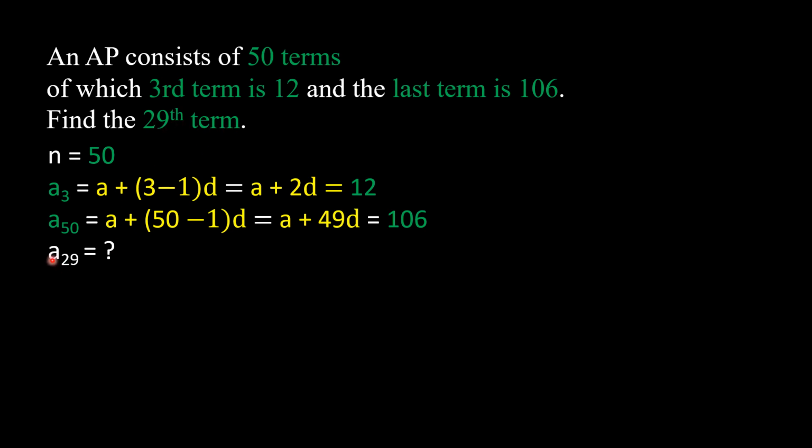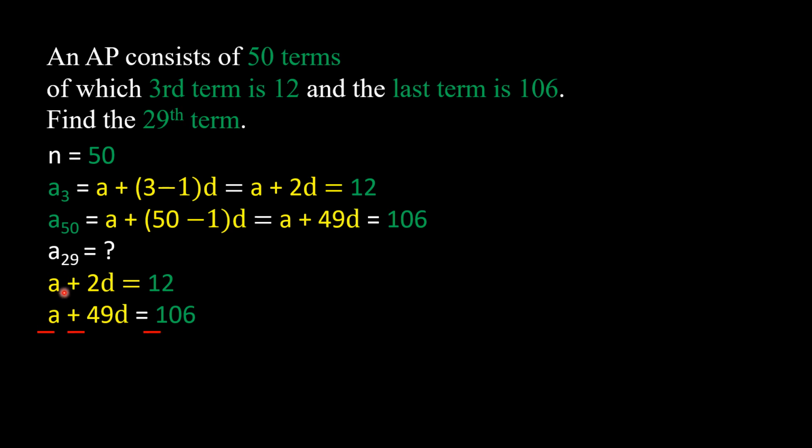So we will solve these two equations. First write A plus 2D equals 12 and A plus 49D equals 106. Now we will subtract the second equation from the first equation. So we will change the signs of the terms of the second equation. We will write plus A as minus A, plus 49D as minus 49D, plus 106 as minus 106.